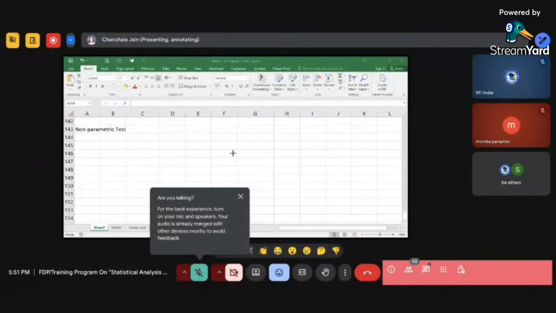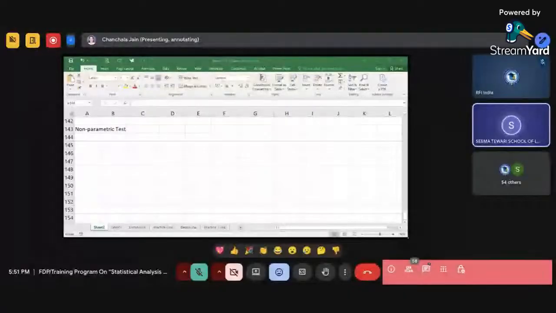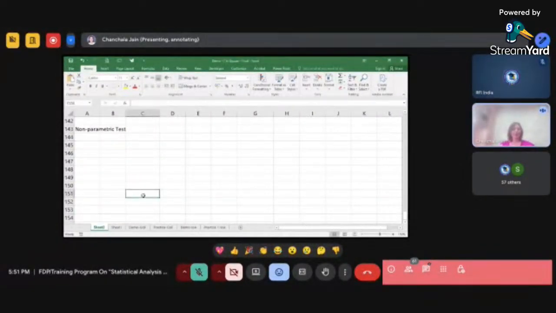For a parametric test, there are certain assumptions: that the data follow the normal distribution, variance is constant, and the population has certain parameters. But when these parameters are not available with us, we normally apply a non-parametric test. Fine, thank you so much, ma'am. So I think you people have tried to explain the concept beautifully.